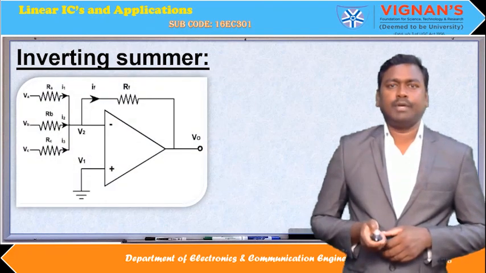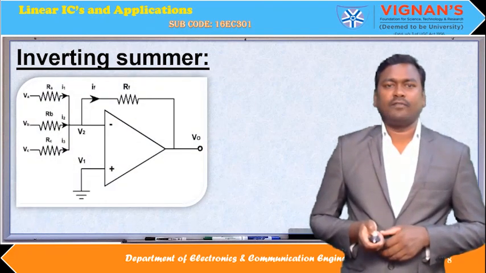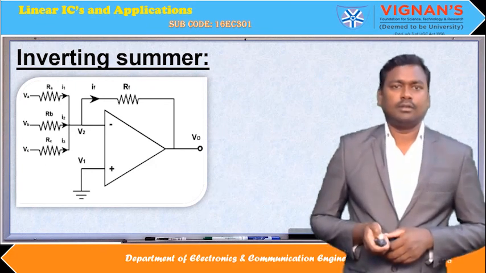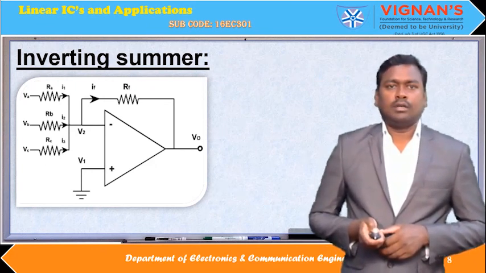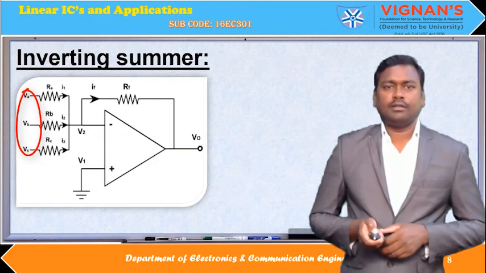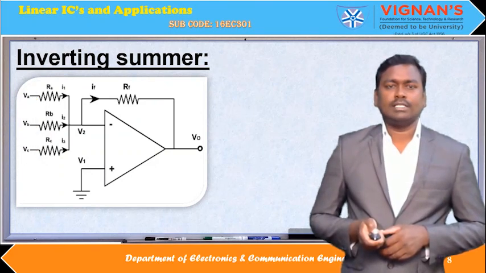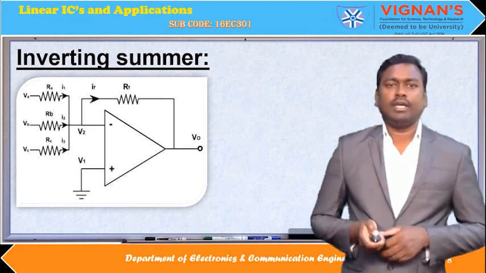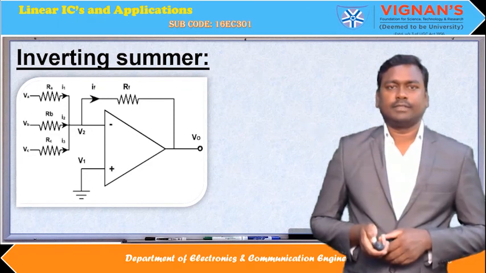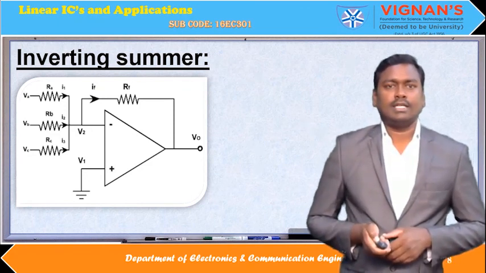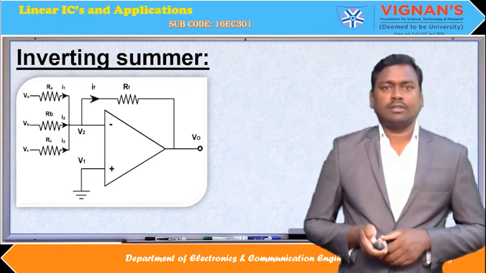Next, inverting summer. This circuit behaves as a summing amplifier. Three input signals are applied through resistors RA, RB and RC to the inverting terminal of the op amp. So the output of the circuit is the sum of input signals VA, VB and VC. Let's see the analysis of this circuit.